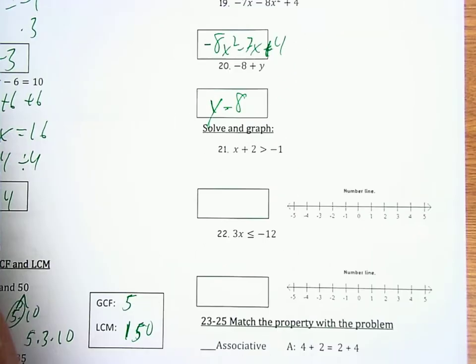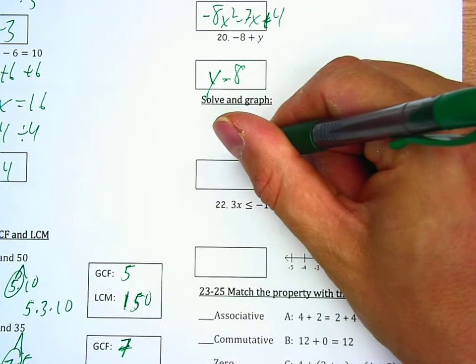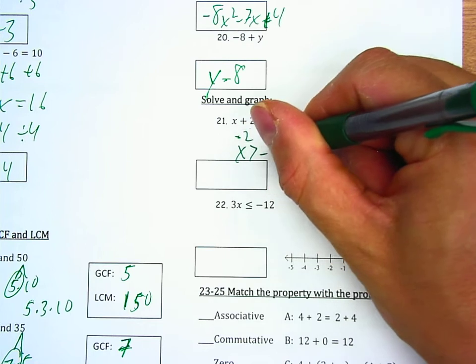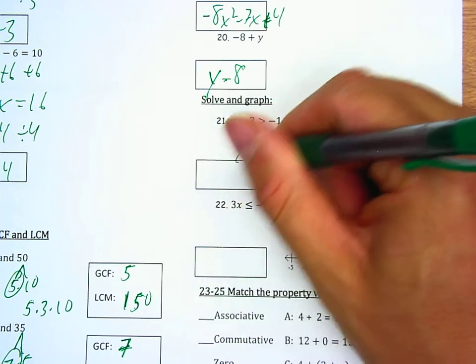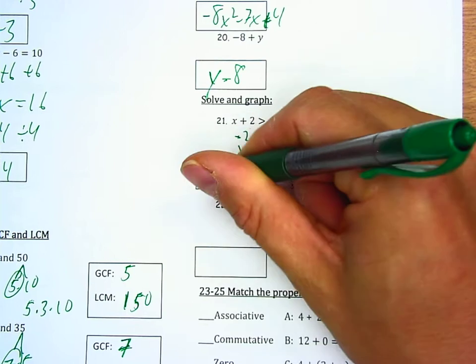Question 21, solve and graph. So I'm going to take 2 away from both sides here, and x is greater than negative 3. That's my answer. And I should have just put that in the box there rather than wasting space.